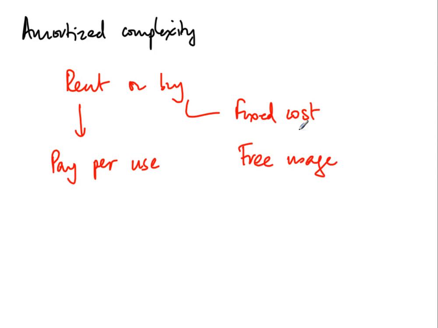Imagine it's DVDs. Supposing it is 100 rupees per DVD rental, and the cost of the DVD is 500. Then if you're going to watch the DVD 5 times, at least it makes sense to buy it. But if you're only going to watch it once or twice, you might as well rent it. So this is the notion of amortization from economics.